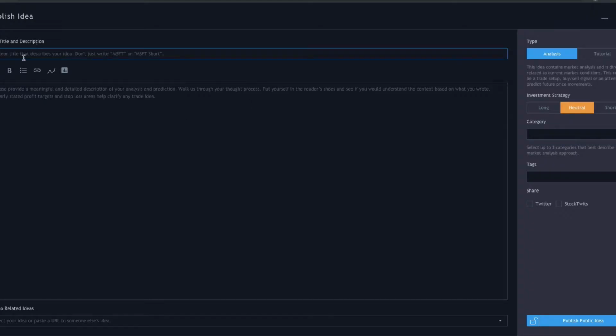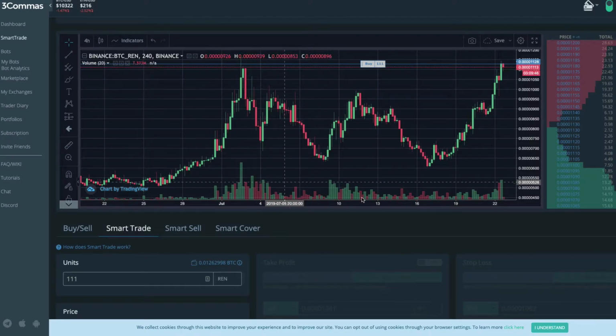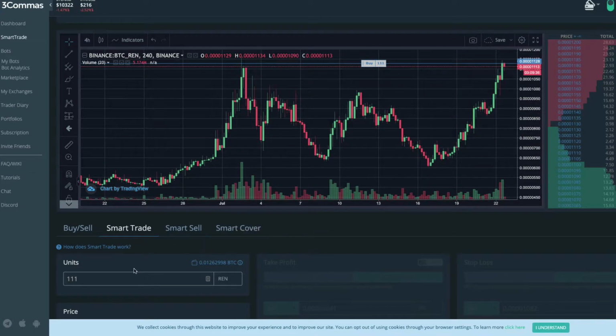So I'll click publish and then I'll write this out, REN 30% trade. And then once I have all of this down, I'll actually go into my trading software called 3Commas. So this right here is 3Commas. And this is just my practice account basically. So I would go into here and I would click on REN and REN BTC.